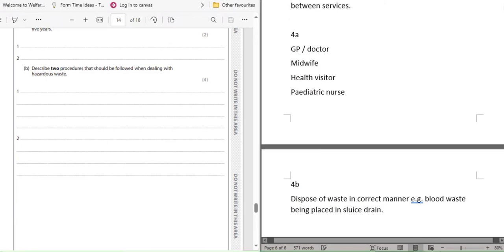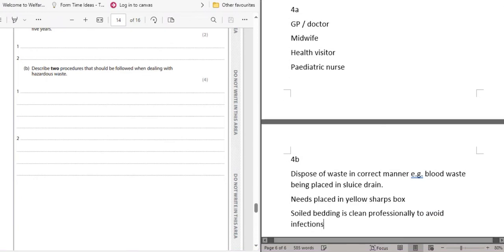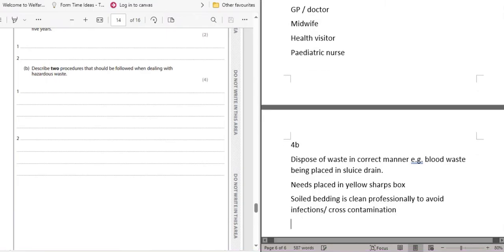Sluice drain, again, hazardous waste, so needles placed in yellow sharps box, soiled bedding is cleaned professionally to avoid infections, cross-infection. Check on that one in the marking.